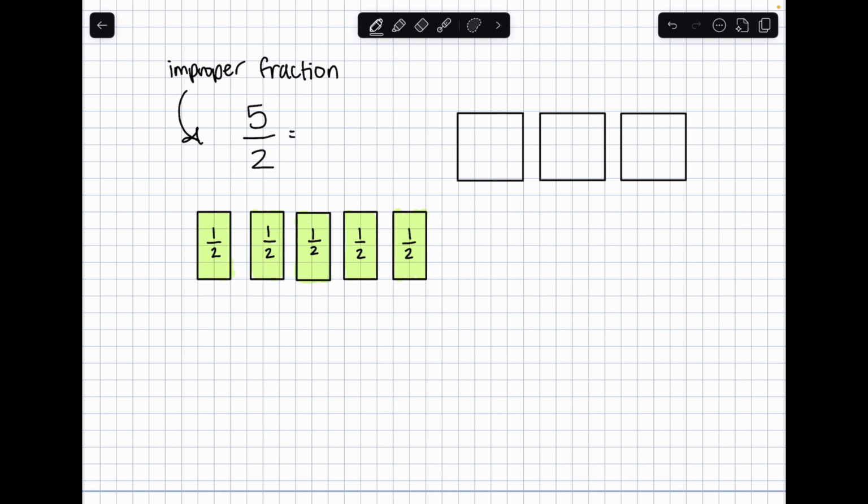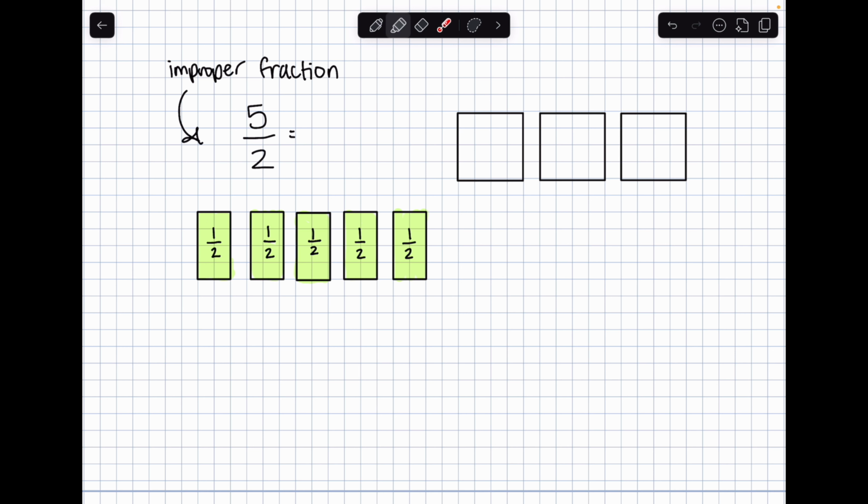So I have 5/2. I've already modeled this out for us. I have 1/2, 1/2, 1/2, 1/2, 1/2. I've got 5/2 down here. And then I've got these empty models up here. And these empty models are just, each one of these represents one whole.